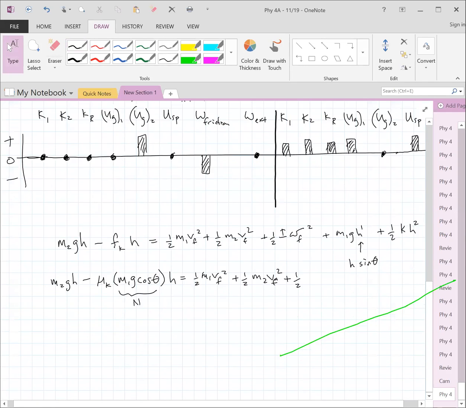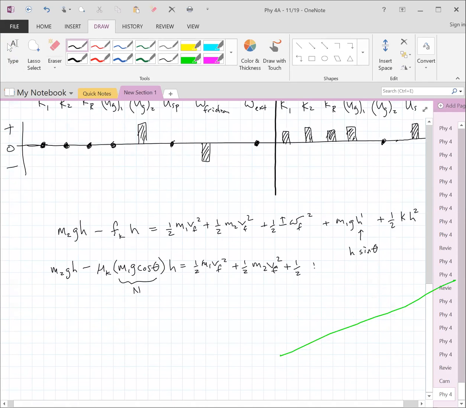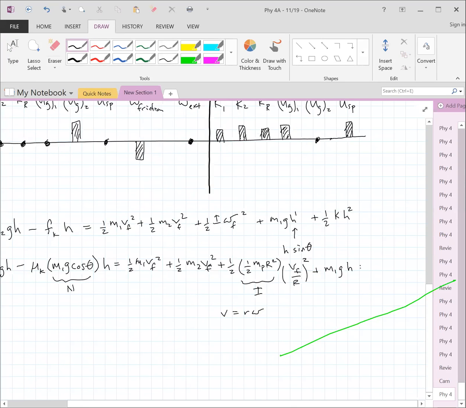What is I for a pulley, a solid pulley? 1/2 M pulley R squared, that's I for a solid disk. Omega is v over R. And then we have our last two terms, M1 g h sine theta and a 1/2 k h squared.